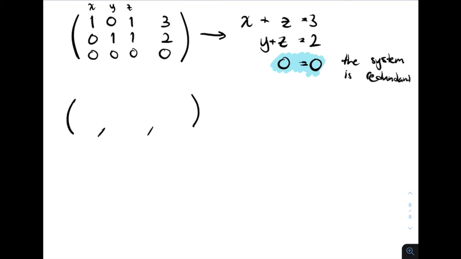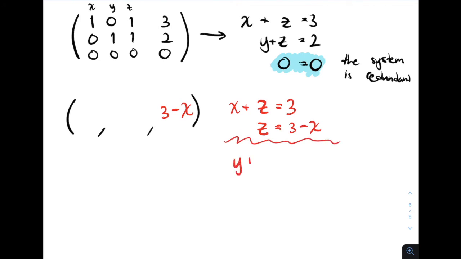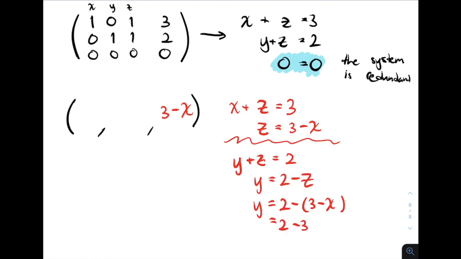To describe the infinite solutions of our system, let's start by trying to describe z in terms of x. We can find that z equals 3 minus x. Here, we don't definitively know what y is. We can describe y in terms of z, and since we know z in terms of x, we can describe y in terms of x. And here, since we have x used in our answer, x will just be x.